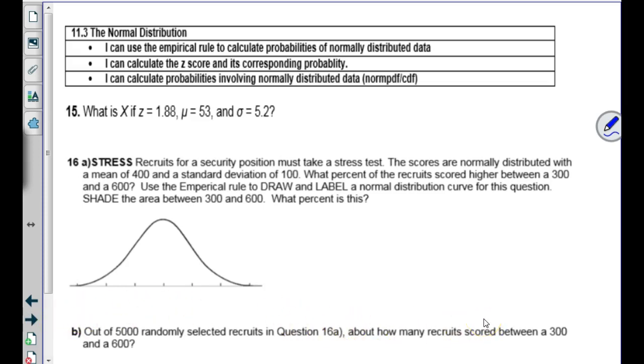Okay. So we're switching to the normal distribution section real quick. In this section, it says you can calculate z-score or go backwards and do the x. This one is asking us to go backwards. Okay. 16. So a 15 is just using this formula, guys. Put the numbers in and solve.